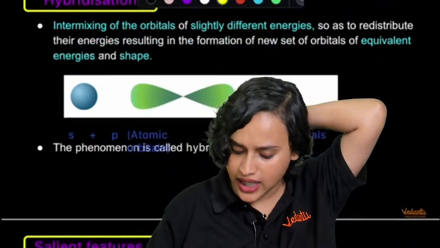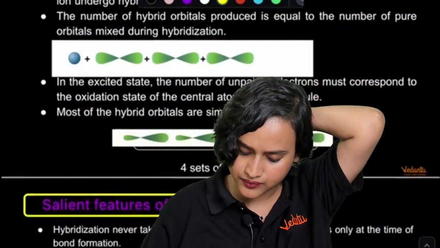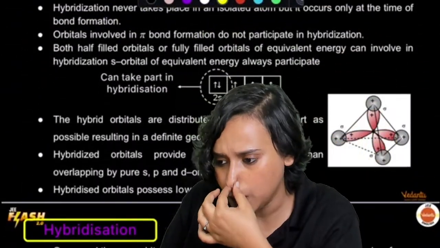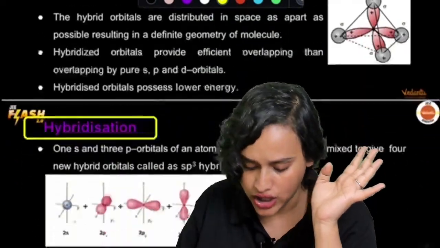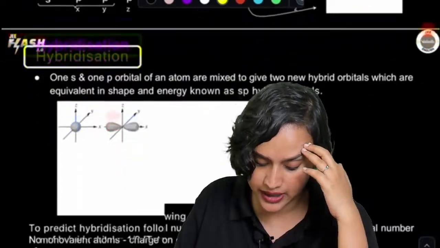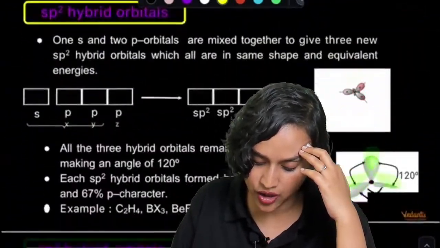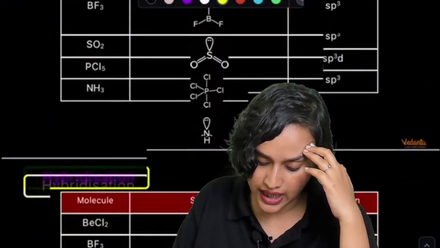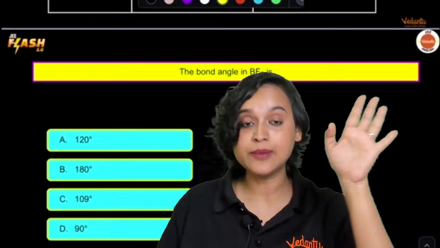We're done with this, right, guys? Yes or no? So we're done with hybridization. Great. All of these are done: sp hybrid orbitals, sp2, sp3, sp3d2. Let's do some more examples.